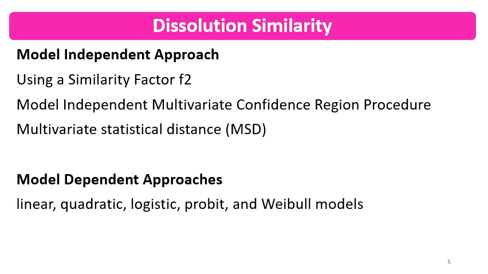The model independent approach involves the similarity factor, that is F2. The model independent multivariate confidence region procedure is another technique or approach, along with multivariate statistical distance. These are other methods for providing the rationale or justification for dissolution similarity. Then the model dependent approaches are linear, quadratic, logistic, probit and Weibull models. These are the different models which can be used to show dissolution similarity.